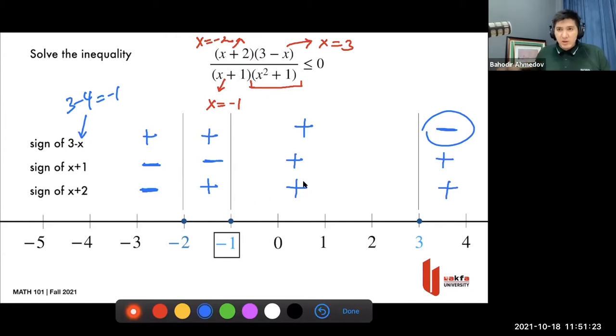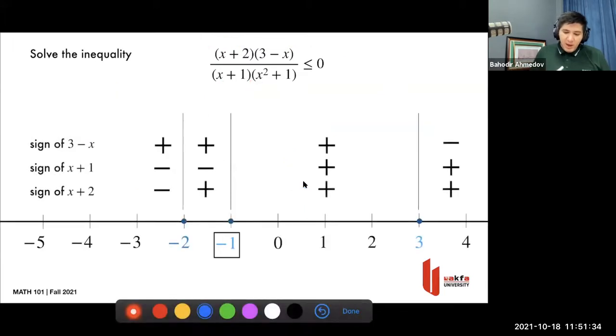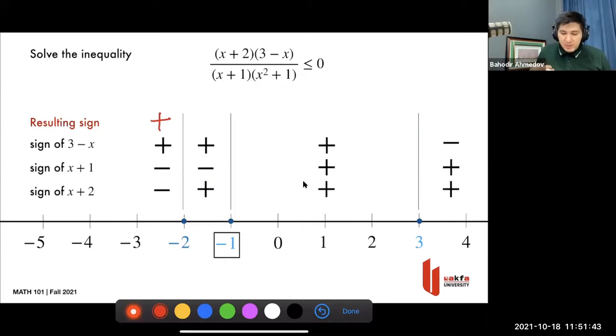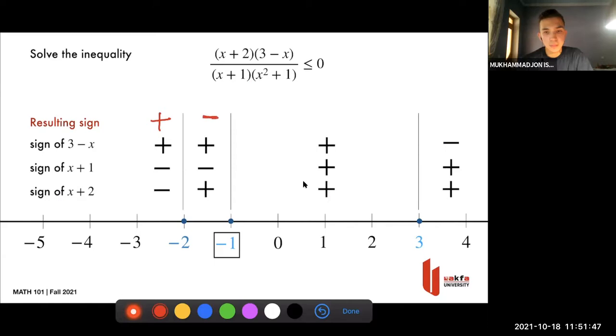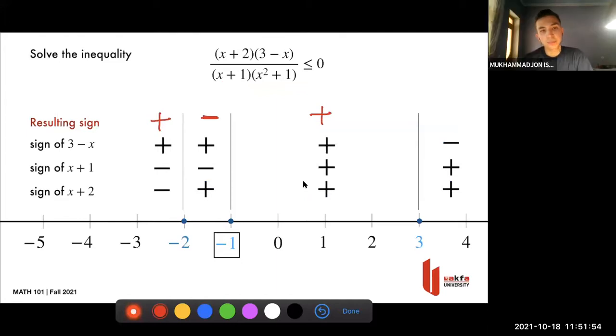So this is what you need to do again. You need to identify the factors, then identify the signs of all of the factors. And now we need to identify the resulting sign. Minus, minus, plus: what does it give for your resulting sign? Plus, because two minuses make a plus, multiplied by plus is plus. Then plus, minus, plus: minus. Plus, plus, plus: plus. And plus, minus, plus, minus: minus.